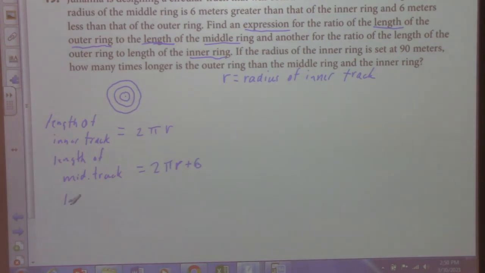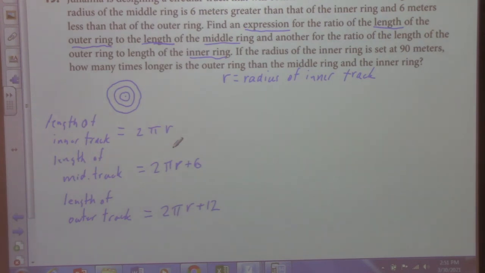And the length of the outer track, what's the length of the outer track going to be? Plus 12, you said, Marcus? Okay, is that right? I don't know. It doesn't look right. Ben is not comfortable.